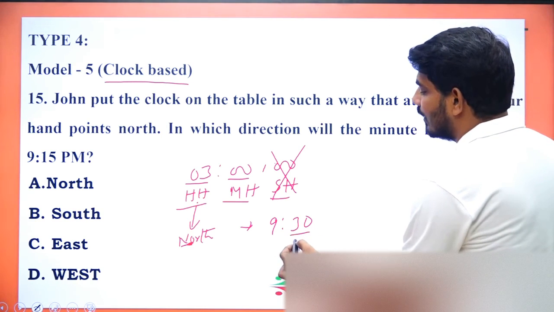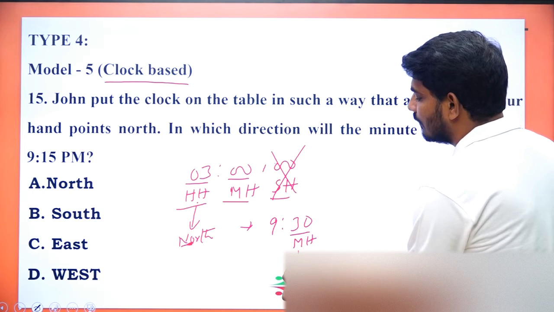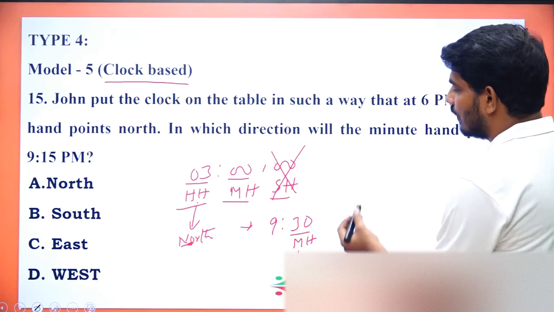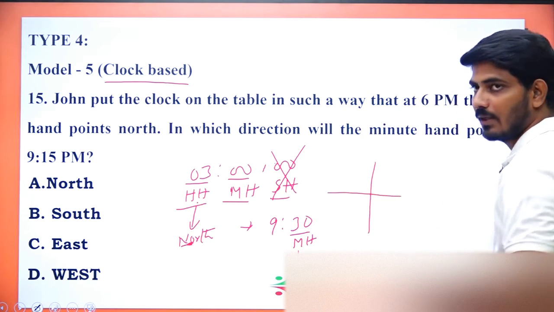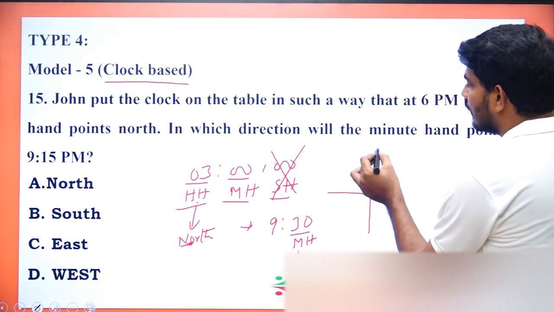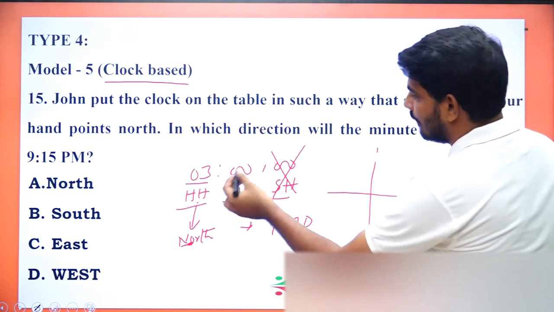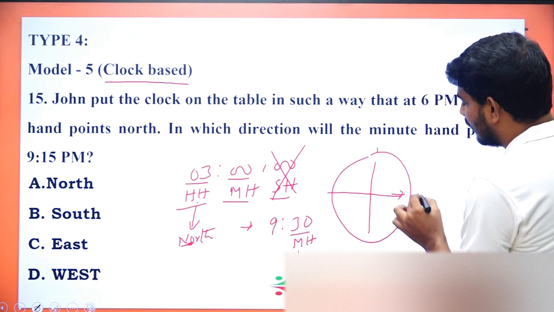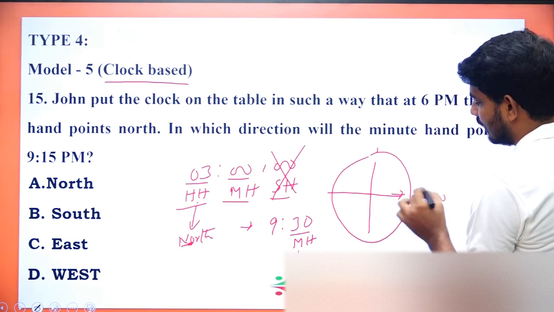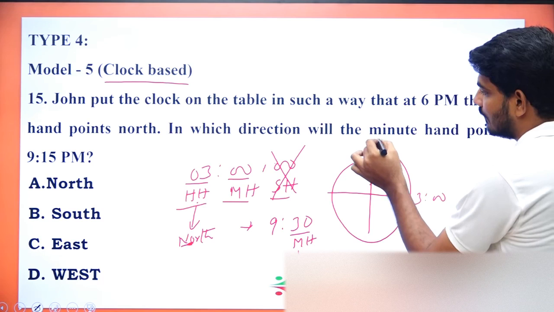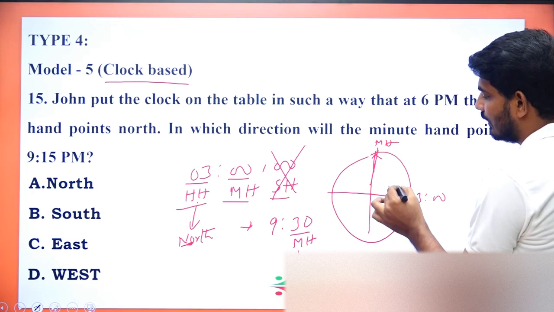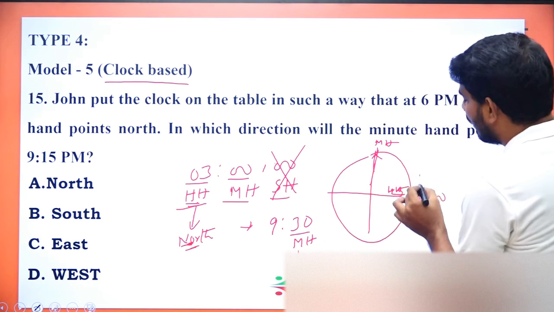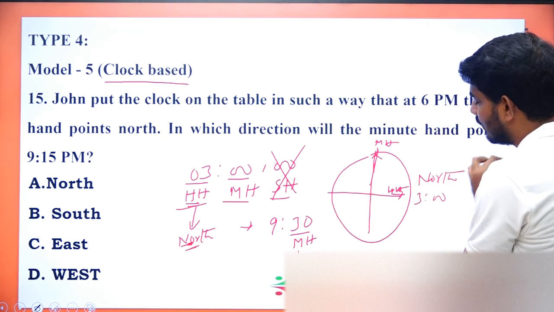So at 9:30, the minutes hand of a clock will be in which direction? In order to solve this problem in an easy manner, try to take a compass here. Take the initial point. This will be the clock, and this will be the 3. The minutes hand will be here, and the hours hand will be here. At this position, the hours hand will be at north position.